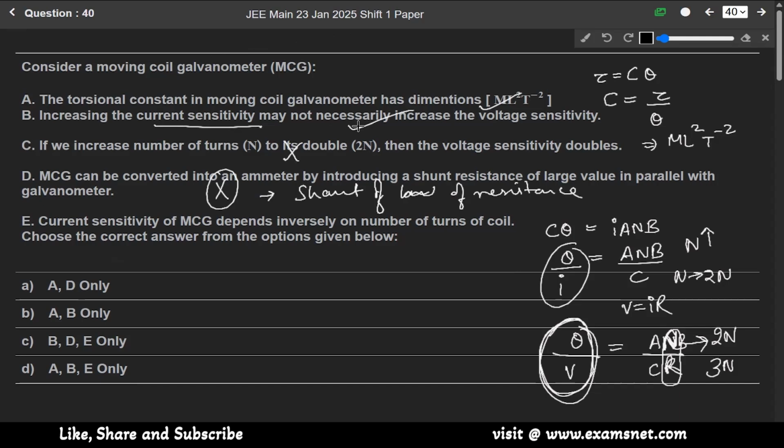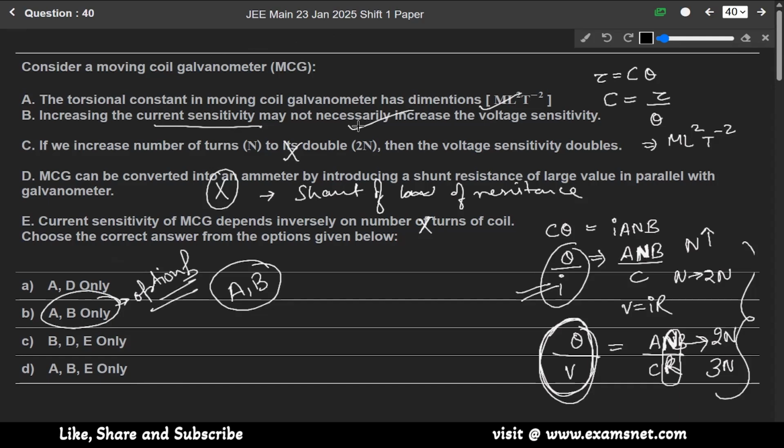Now, next statement: current sensitivity of an MCG depends inversely on the number of turns of the coil. From this equation, it is saying that current sensitivity depends inversely on the number of turns, but here we are saying that it is directly proportional to n. So this statement is also wrong. So among these five, only statements A and B are correct. So from here, option B is the correct answer. I hope you got it.